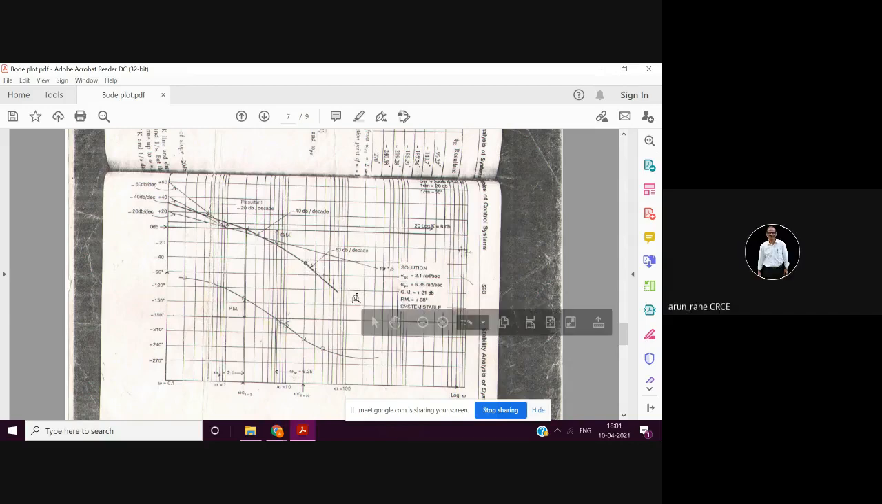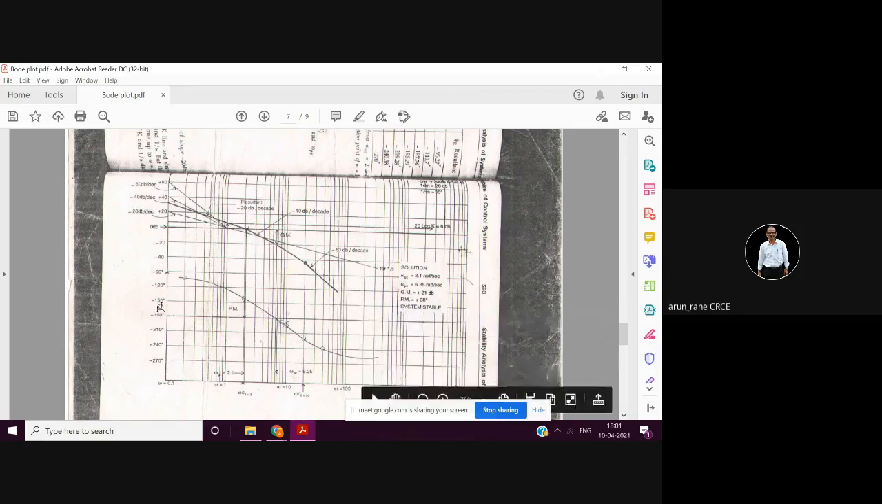Then from this point you draw another line which is parallel to 60 decibel, and just extend it up to some point. So this is your final Bode plot. This is the effect of k, that is 2, and 1 by s. This is the effect of 1 by 2, and this is the effect of 1 by 20. So this is your G amplitude plot. Now the phase plot is very simple.